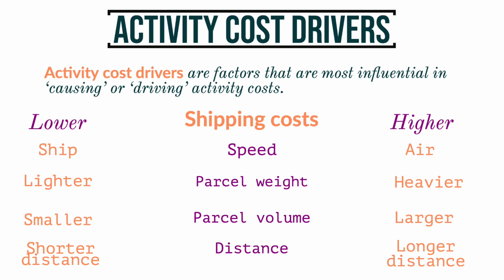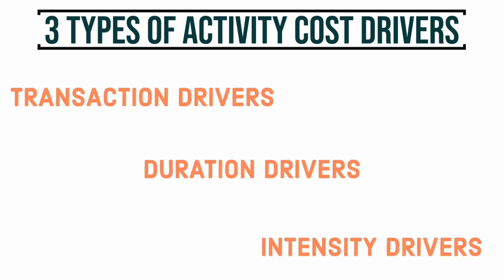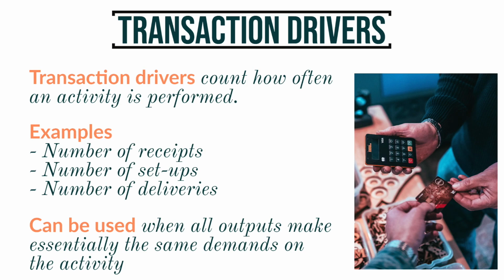So I hope you understood what we mean by activity cost drivers. We can broadly classify activity cost drivers into three types: transaction drivers, duration drivers, and intensity drivers. Let's take a look at each of these one by one. We'll start with transaction cost drivers.